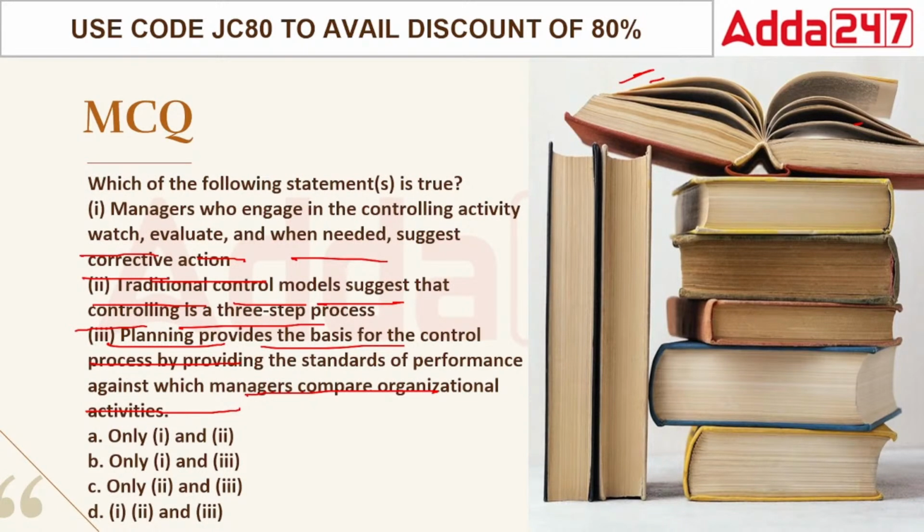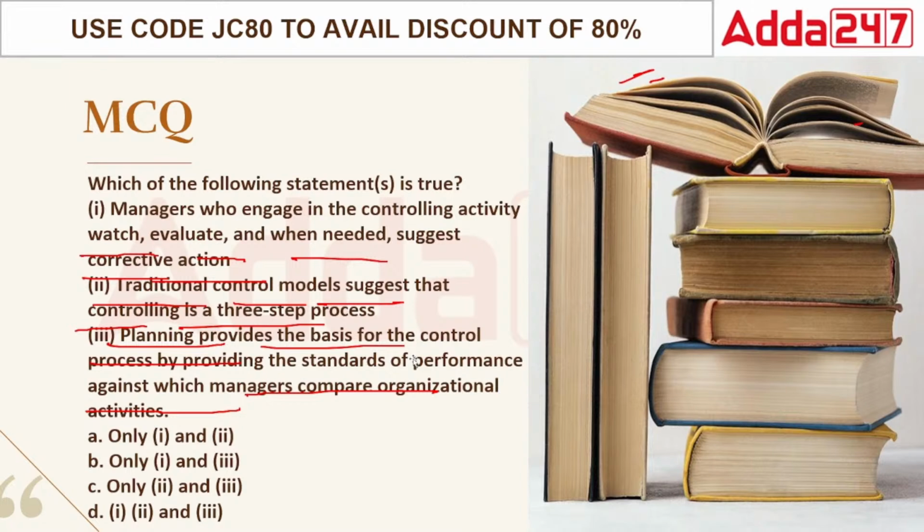All the points there. Managers who engage in controlling activity, watch, evaluate, and when needed, suggest the corrective action. See, managers are the ultimate people of the organization who look into everything. So technically, I would say the first is correct. So, I would eliminate the C part.